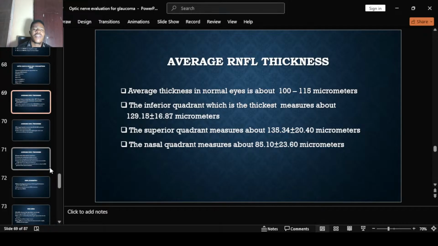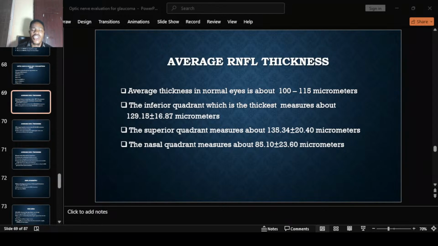What we're trying to say is that the retinal nerve fiber layer has a measure of thickness. You cannot measure this thickness with your ordinary eyes. The OCT, which is a machine, has the capacity to do this. It can measure what the thickness is and tell us the value.